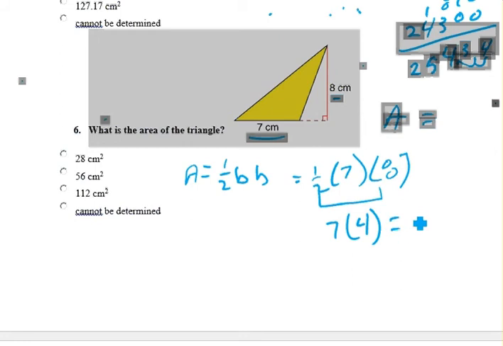Essentially the area is going to be our units, and our units are centimeters, and they're going to be squared. So 28 squared centimeters.